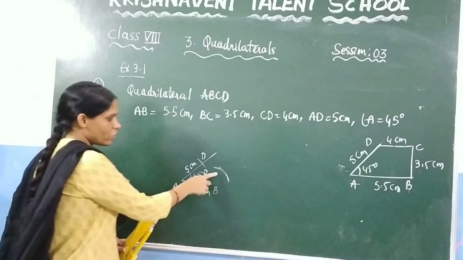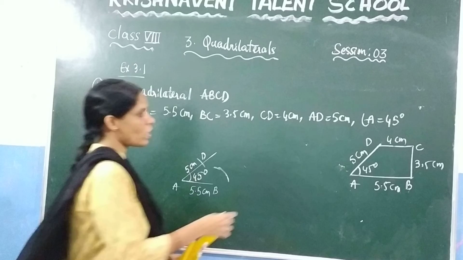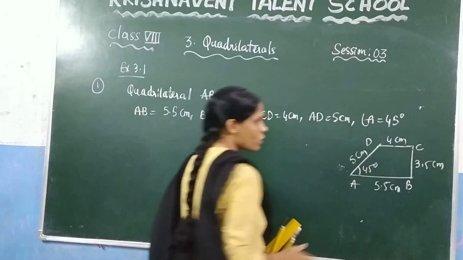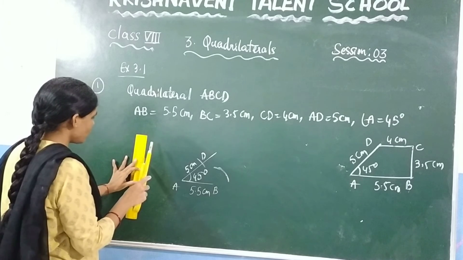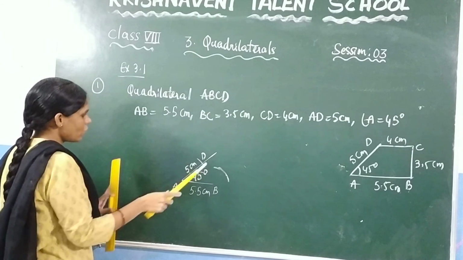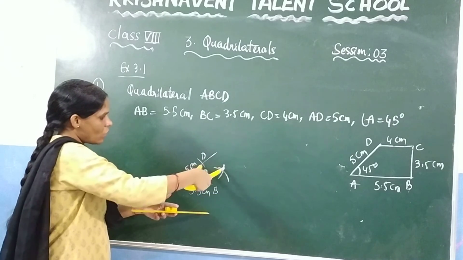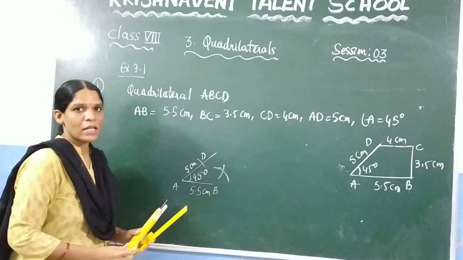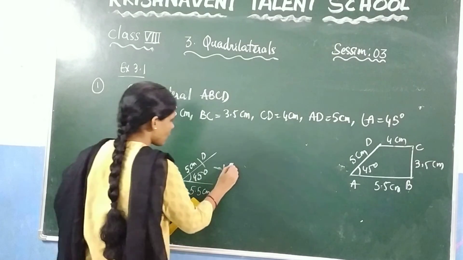Since we don't know the intersection point, you need to draw one more arc. What is the length given here? Which is 4. So at D point take 4 centimeters as a radius. You know that this is 4 and this is 0. So at this point you need to make an arc of 4 centimeters. Now here you got the intersection point. Let us mark that intersection point as C.